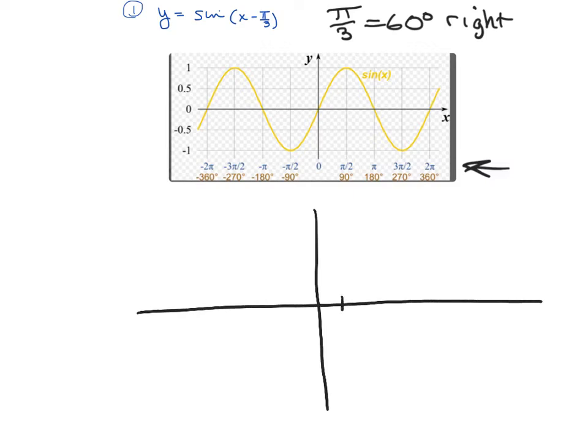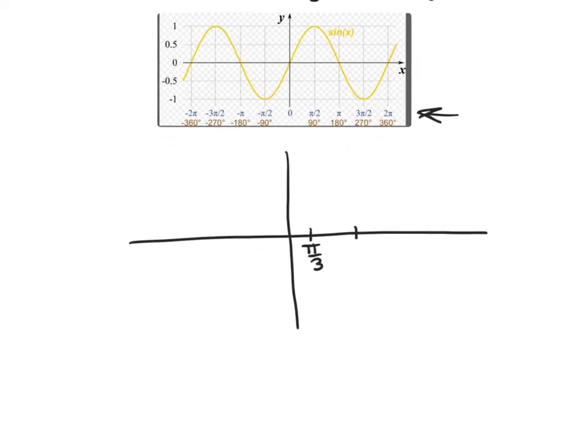My first starting point is pi over 3. I need to figure out what the next point is that is 90 degrees away from that. And the way that I get that number is I take pi over 3 and I'm going to add pi over 2, which is 90 degrees in radians.